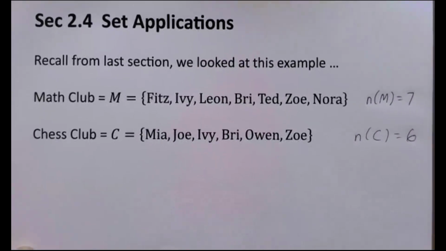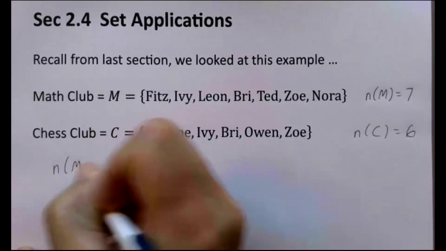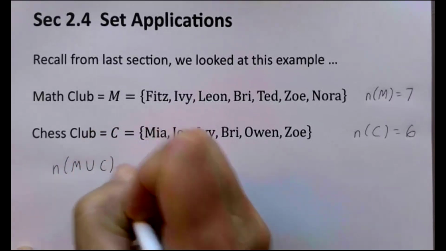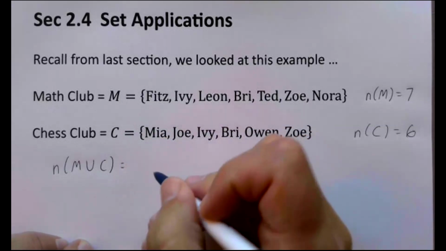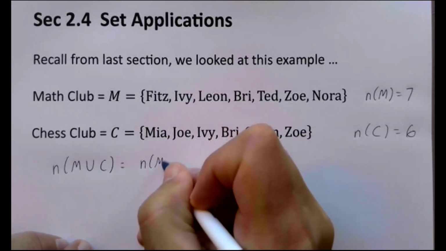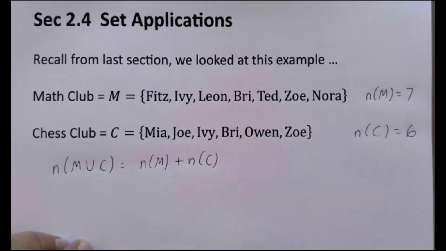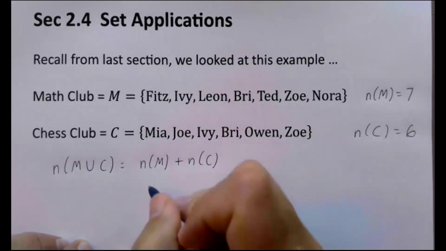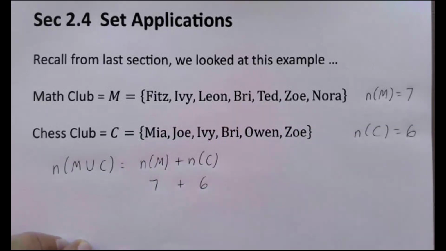But when we're looking at the number of people in the union of the two clubs, math club unioned with chess club, you may remember it actually was not 7 plus 6. It was not as simple as just taking the number of people in the math club plus the number of people in the chess club. That was actually not correct. Because of course, this would be 13. But that's not correct because there's not 13.